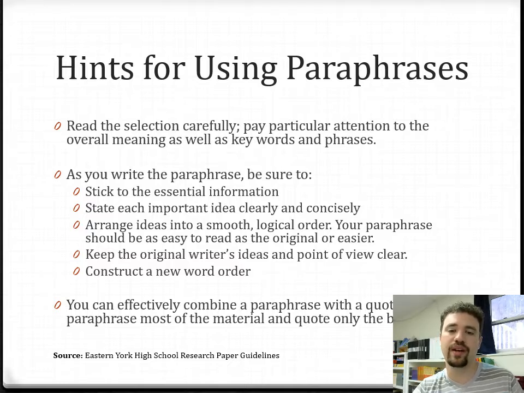Keep the original writer's ideas and point of view clear. So you're paraphrasing, you're putting it into your own words, but you still need to be true to what the original author said. You can't be making up your own stuff and saying that that author said that. That's kind of reverse plagiarism, and it's not academically honest, right? And so you want to be sure that you're still representing the author's ideas accurately, even though you're presenting them in your own words.